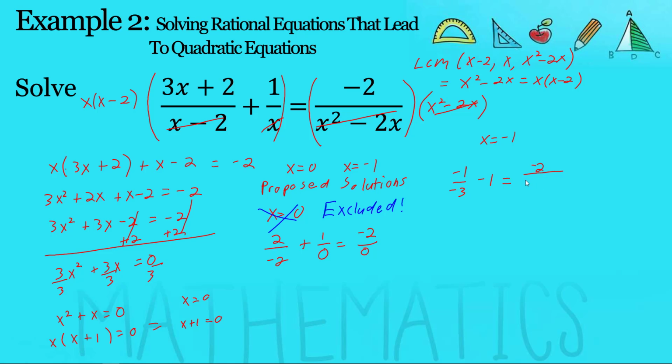-2 divided by -1 squared, which of course is 1, minus 2 times -1, which will be plus 2. Okay? This will reduce to 1/3 minus 1 is equal to -2/3. That will be minus 1/3 minus 3/3, which is equal to -2/3. So this checks out. And we have that our only solution here is -1, and that would be our solution set.